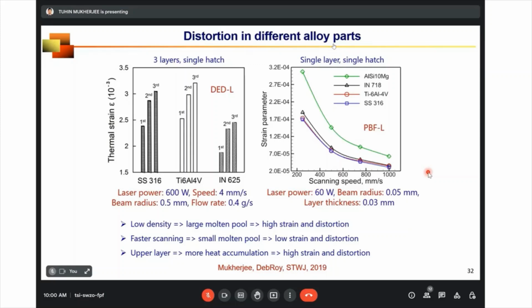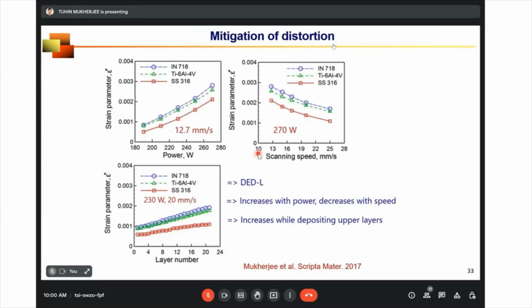So this kind of calculation actually gives us some idea of printability, which is nothing but the applicability of a particular alloy to additive manufacturing. So if for a particular alloy we want to use DED, and it is very susceptible to distortion or other defects, then we probably cannot use that. So that's printability. So how to mitigate distortion? As I explained, you decrease the power to reduce the molten pool size, increase the scanning speed, or arrange your layer number or layer thickness in such a way that you can minimize the thermal distortion.